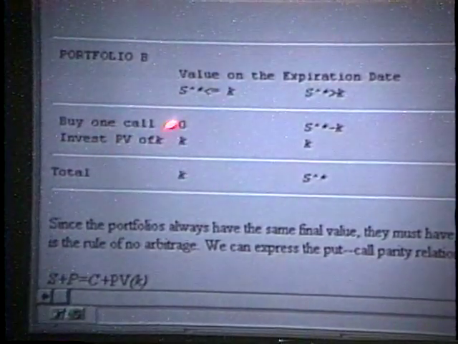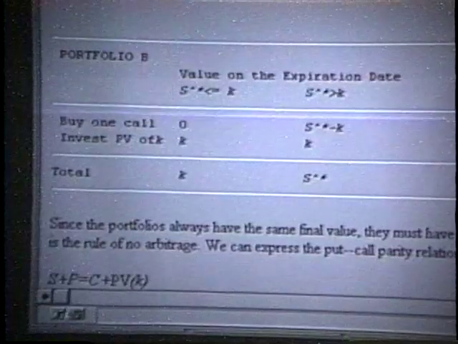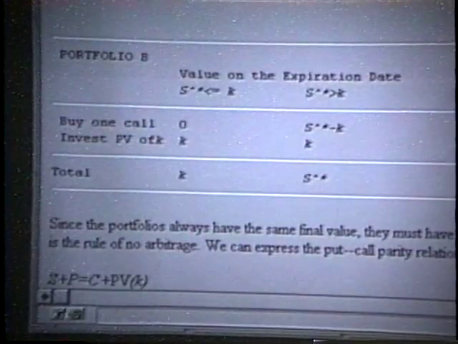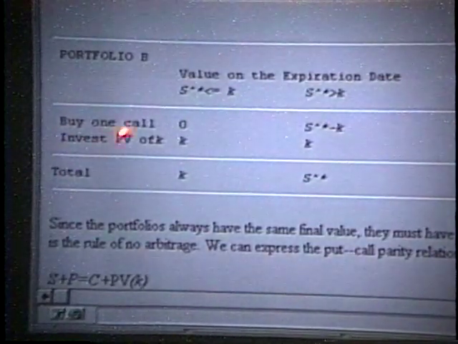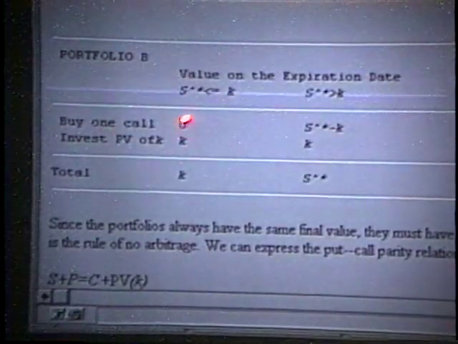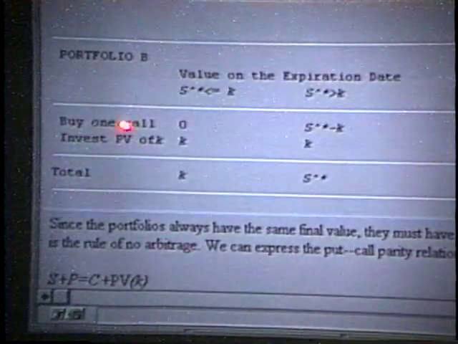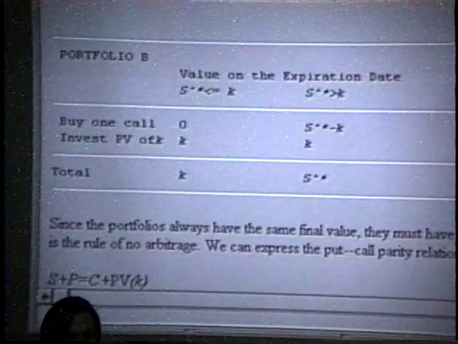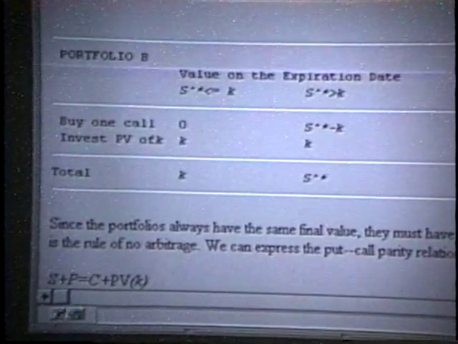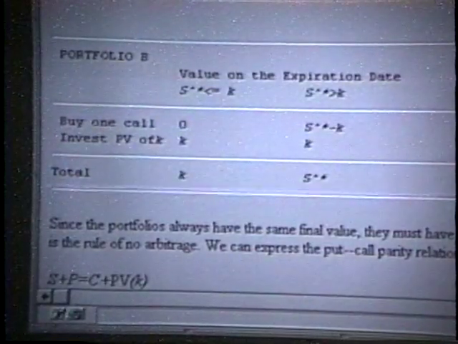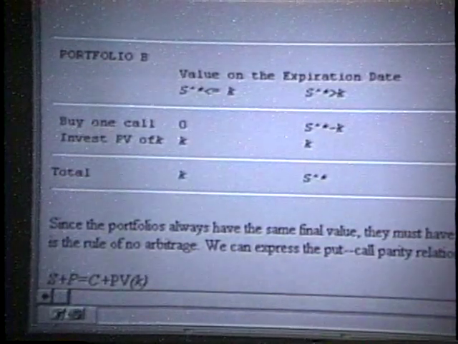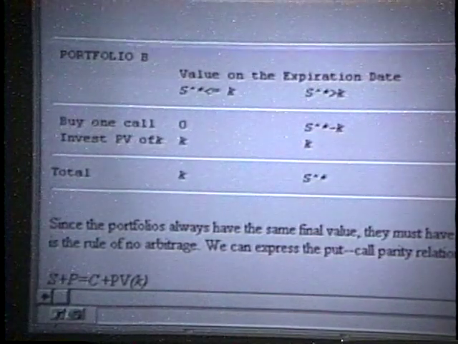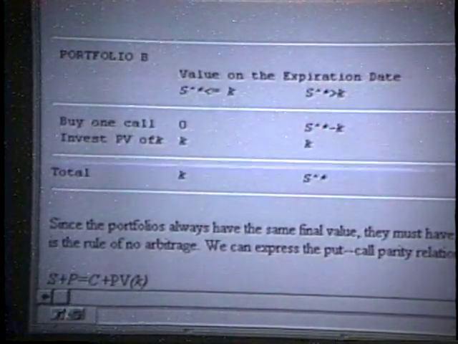I'm going to buy one call, and I'm going to invest the present value of K. Okay? If I buy a call, if the stock price drops, I get 0. If the stock price exceeds the exercise price, I get S star minus K. In terms of the example I keep on giving with the exercise price of 100, the stock price goes to 110, I know I'm going to get 10. So S star minus K is 110 minus 100.